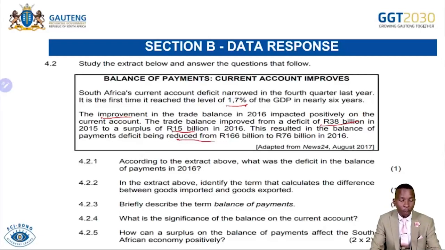And then 4.2.1 in there. According to the extract above, what was the deficit on the balance of payments in 2016? It is there, you identify. In the extract above, identify the term that calculates the difference between goods imported and goods exported. It is there, and then you identify. And then also, briefly describe the term balance of payments.